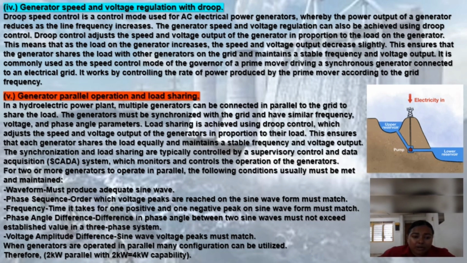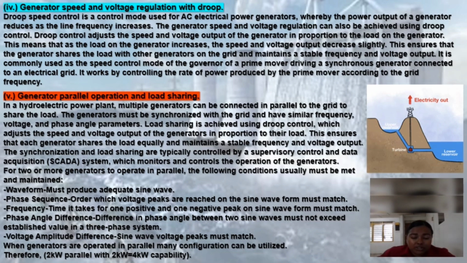In a hydroelectric power plant, multiple generators can be connected in parallel to the grid to share the load. The generators must be synchronized with the grid and have similar frequency, voltage, and phase angle parameters. Load sharing is achieved using droop control, which adjusts the speed and voltage output of the generators in proportion to their load. This ensures that each generator shares the load equally and maintains a stable frequency and voltage output. This synchronization and load sharing are typically controlled by a supervisory control and data acquisition (SCADA) system, which monitors and controls the operation of the generation.